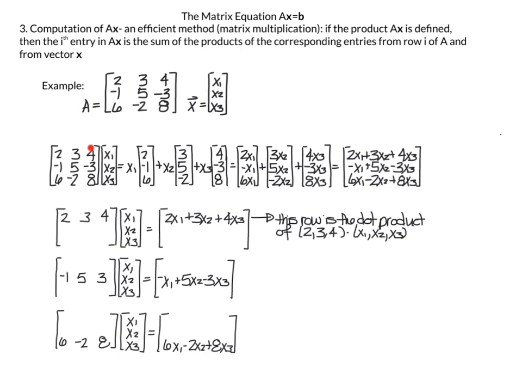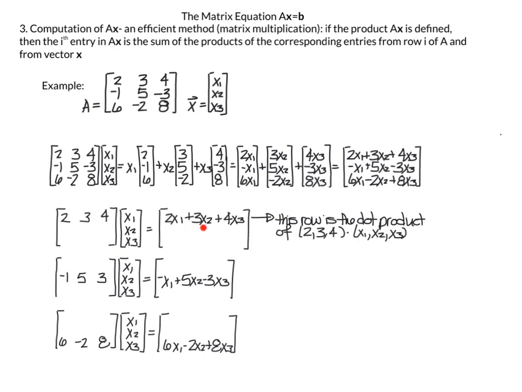So what we can do is look at this, and we can say essentially what we've done is take the ith row for the ith entry. So for the first entry in A times X, we take the first row and multiply by X. We're going to take 2, 3, 4 and multiply by x1, x2, x3, sort of like a dot product: 2x1 plus 3x2 plus 4x3.